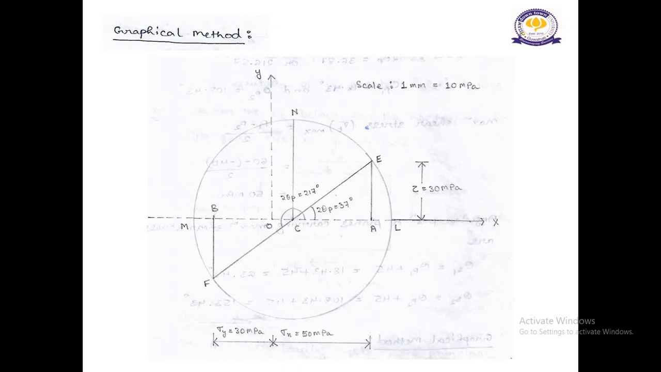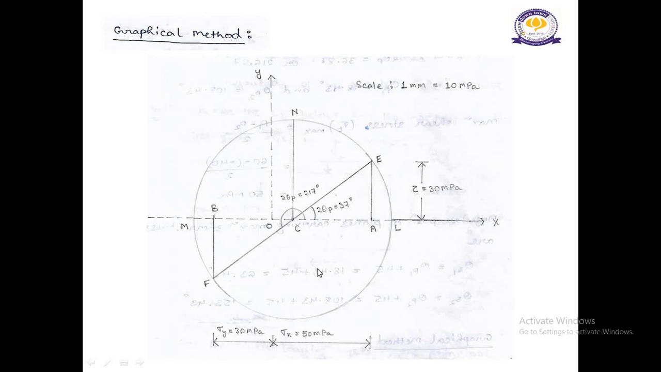And OB equal to sigma y. OB, this one will be sigma y, equal to 30 megapascal as given in the question, and this we have to consider in some suitable scale. You can take any scale, but in this diagram I have considered 1 mm equal to 10 megapascal. So for 50 megapascal it will be 5 mm, and for this one it will be 3 centimeter.